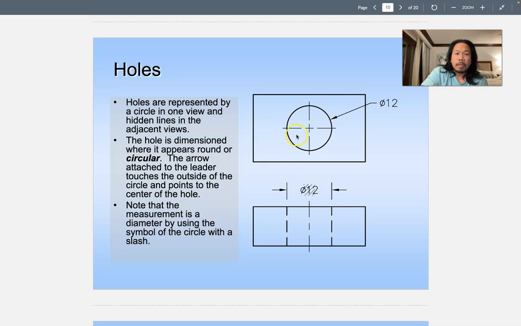All right, how about holes? Holes are represented by a circle, and the hole is dimensioned where it appears round or circular. So as you can see in this example, the hole is inside. So where it's a hole, that's where you need to put your leader line, touching the circle and then going out of the object and then putting the diameter symbol and the diameter. Okay, so never do this, because this one breaks 2 rules. Again, the first rule is the rule of holes, where you have to dimension where you see it as a circle. And the second rule that it breaks is do not dimension on hidden lines.